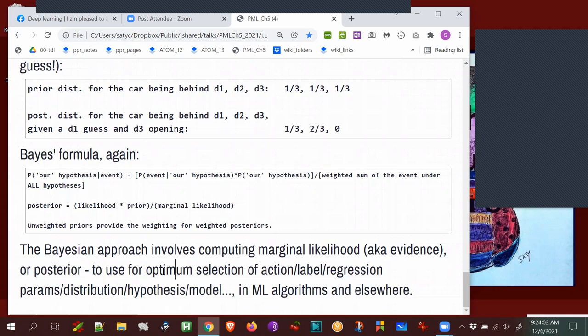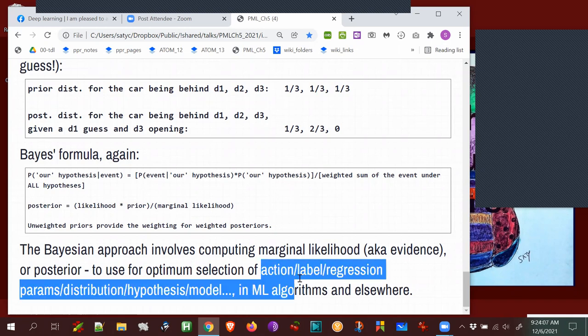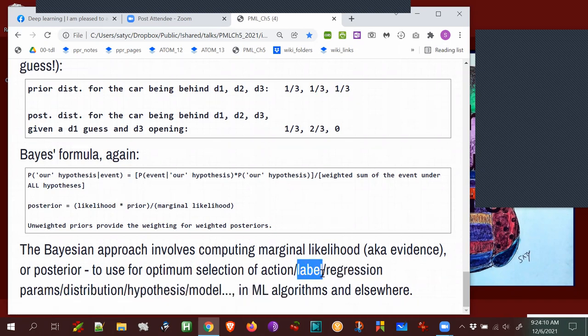And why do you do that? Because that is what we use to select. You always select from a bunch of actions you can take or a bunch of labels, for example in machine learning, maybe a decision tree, or a bunch of regression parameters, maybe for linear regression, the slope and y-intercept. Or maybe you have a bunch of probability distributions and you want to pick the best one. Or you're selecting between hypotheses, usually between A and B, two hypotheses. Or you have a series of complex models, and you want to evaluate what is the best model I should pick for my data. You can do all of those using these marginal likelihood calculations or posterior calculations. So this is heavily used in machine learning, but also in standard scientific research. You can use it for hypothesis testing. And I'll show you an example when we get there.